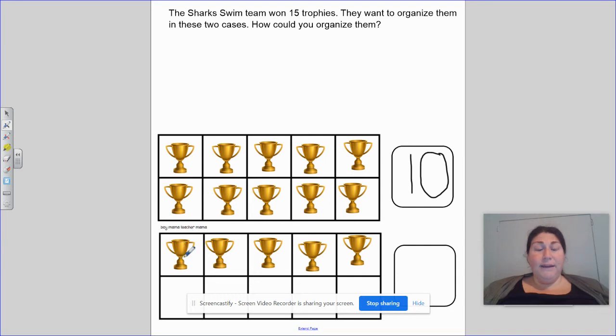Then this 10 frame, I'm looking and I'm seeing there are 5 trophies. Now I could count that: 1, 2, 3, 4, 5. Or I also know that each row in a 10 frame has 5. Then there's my 5 trophies.